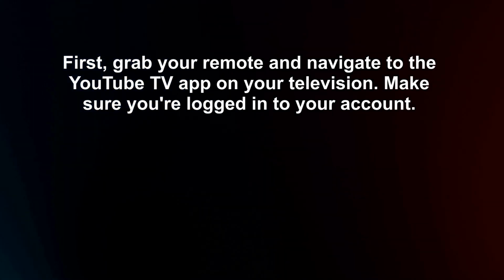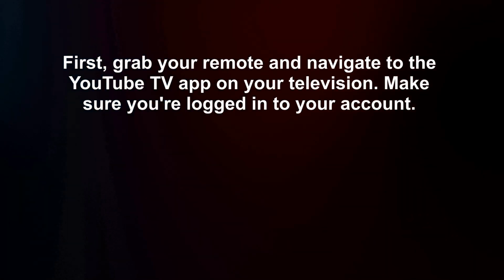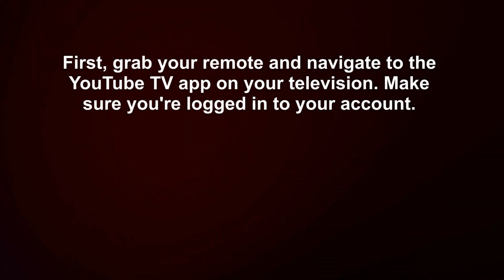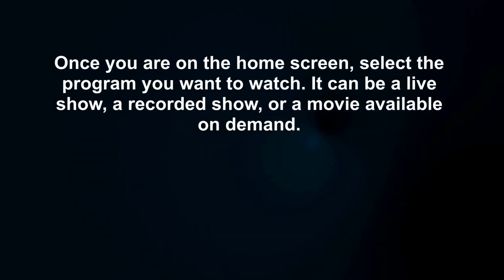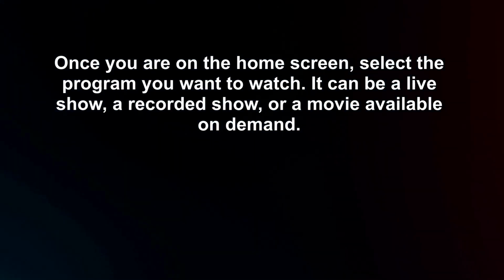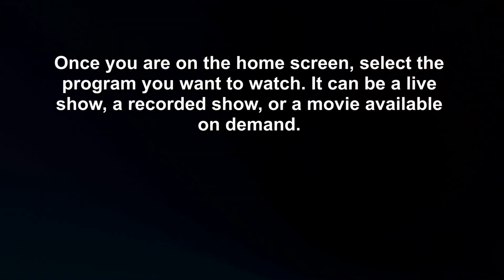First, grab your remote and navigate to the YouTube TV app on your television. Make sure you're logged into your account. Once you are on the home screen, select the program you want to watch. It can be a live show, a recorded show, or a movie available on demand.